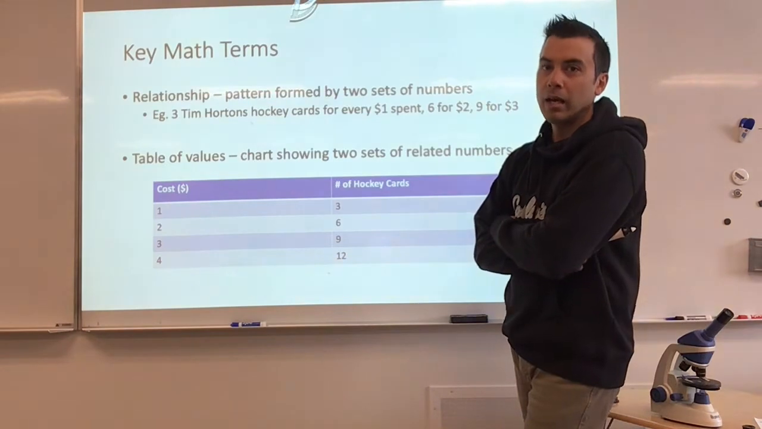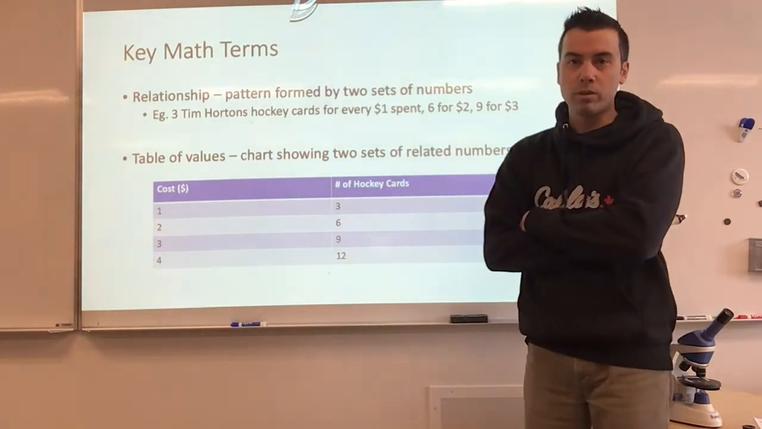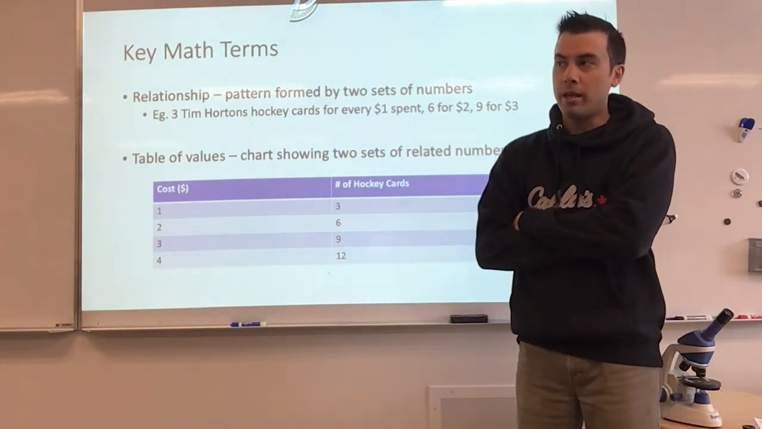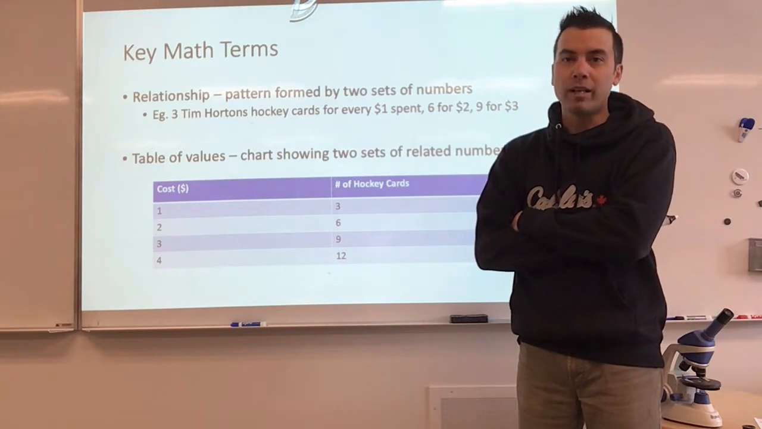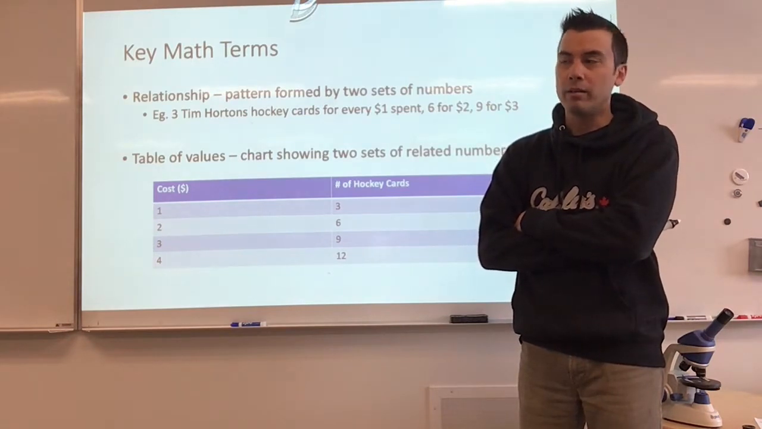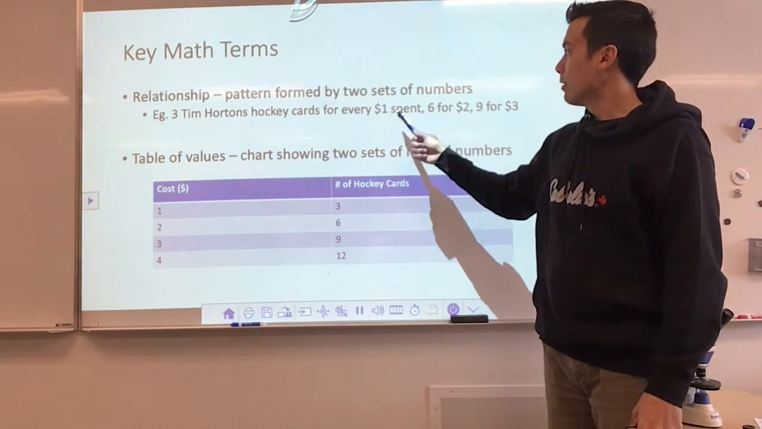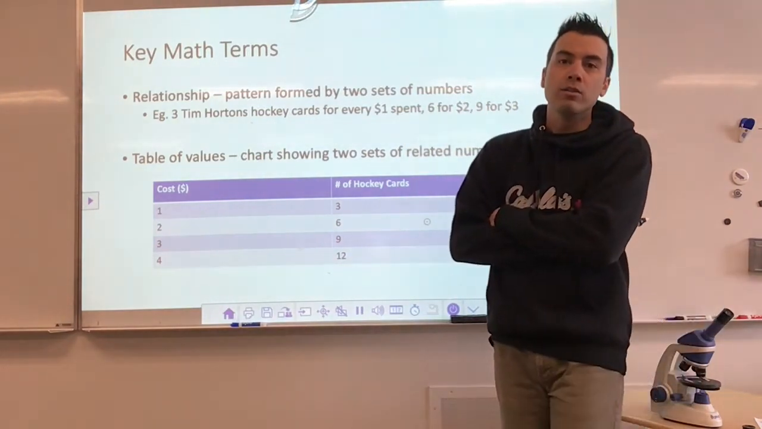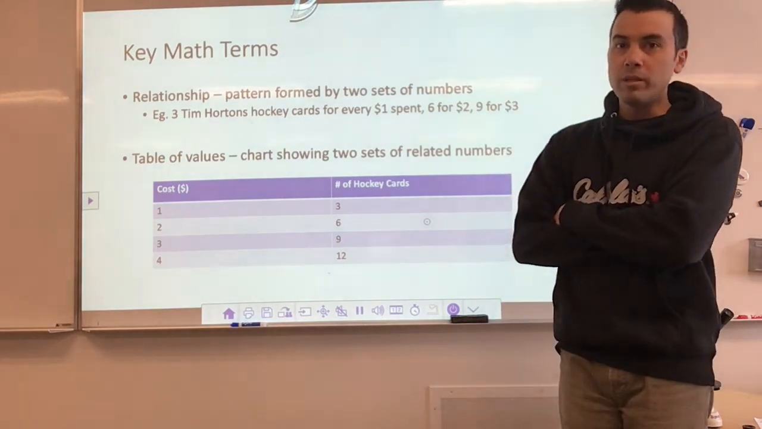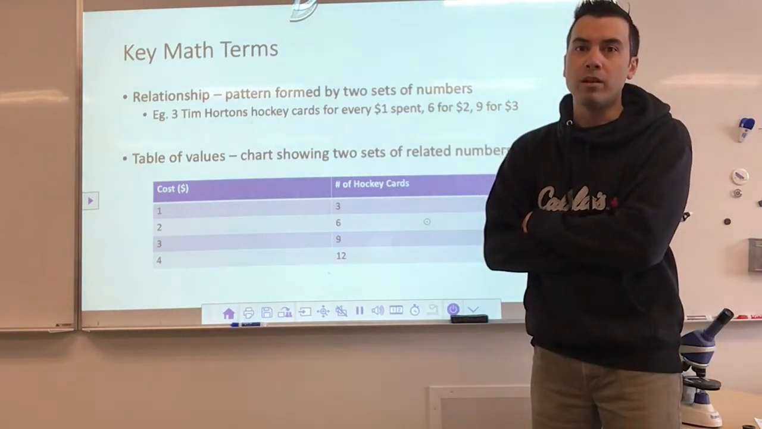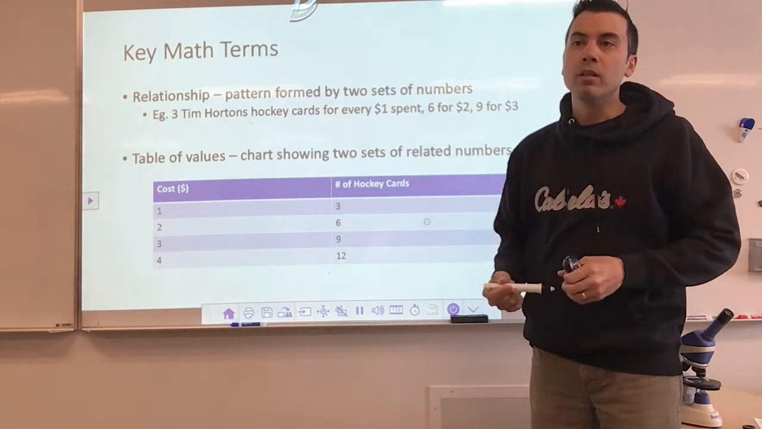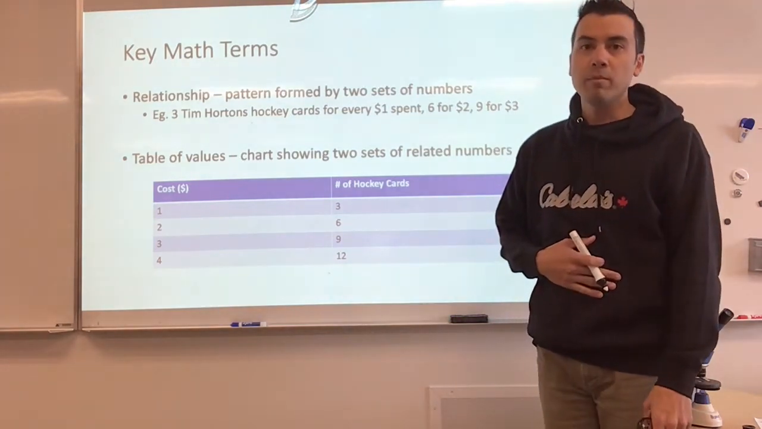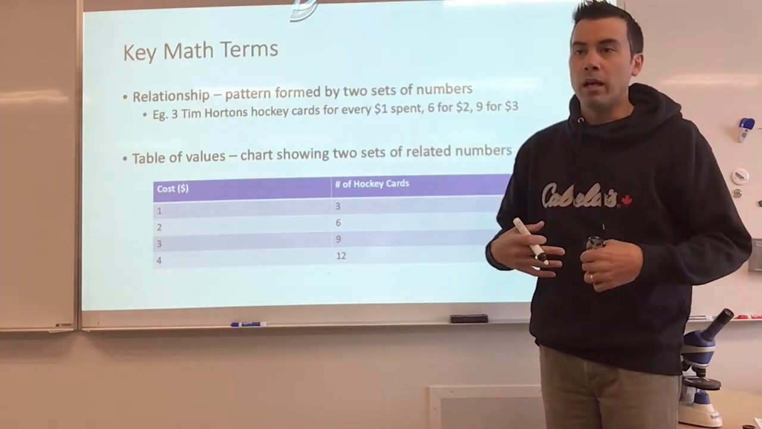But anyways, in these packs of Tim Hortons cards, I don't know if they were $1, I can't remember exactly how much they were, but let's say they were $1 and there were 3 cards in a pack. So there is going to be some type of relationship based on this, and a pattern can form. And it allows me to make further predictions as well.